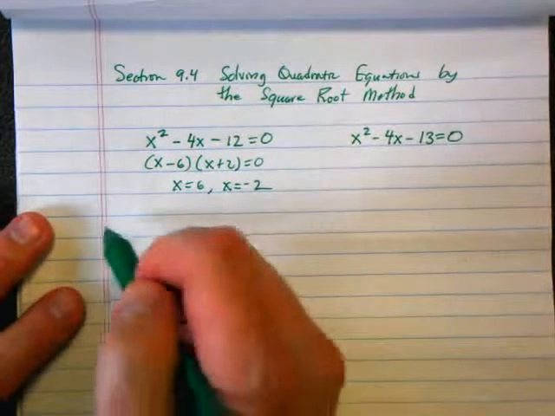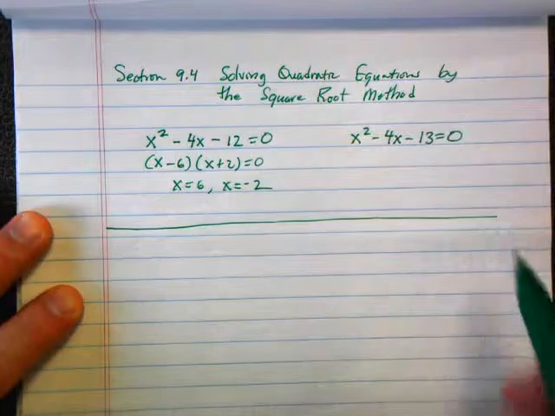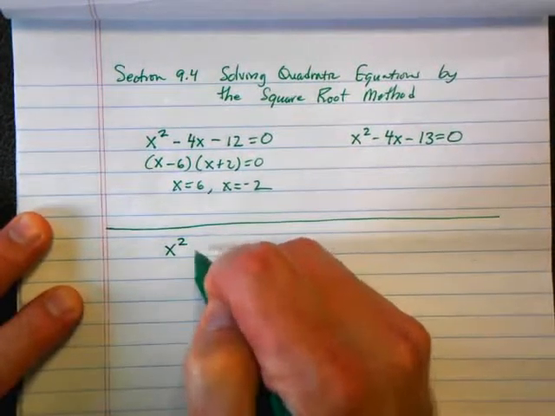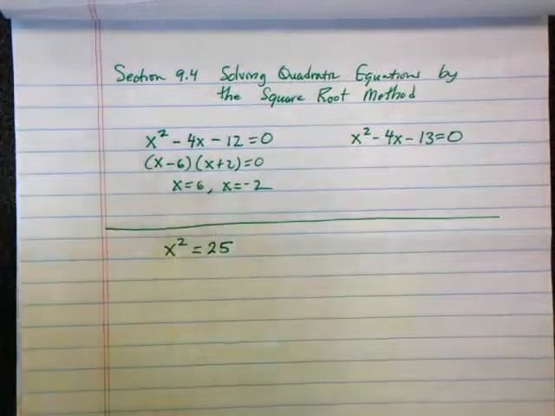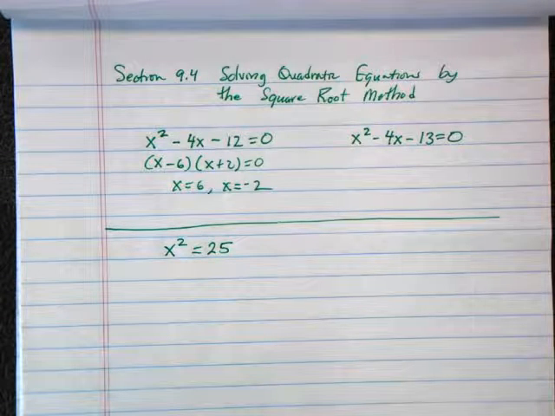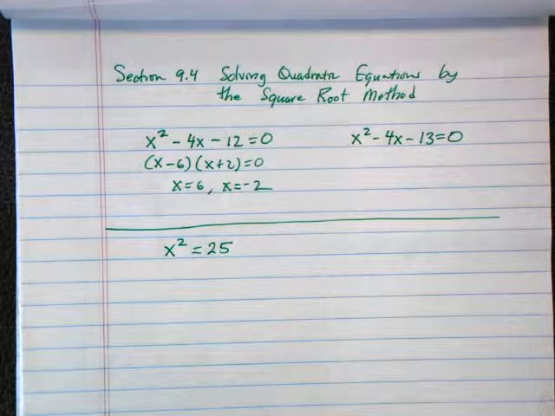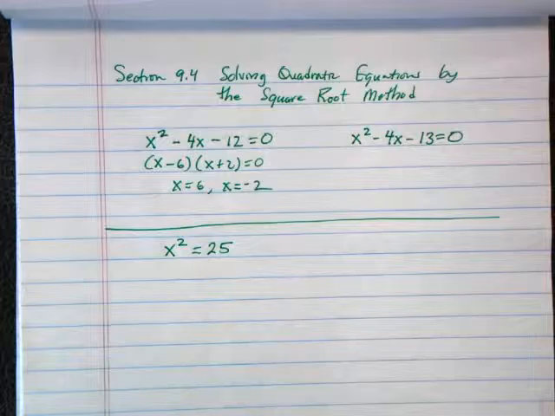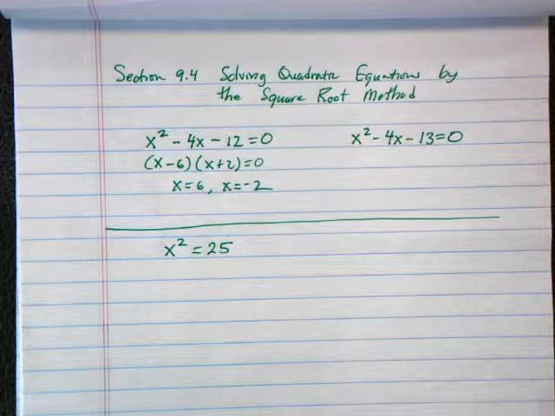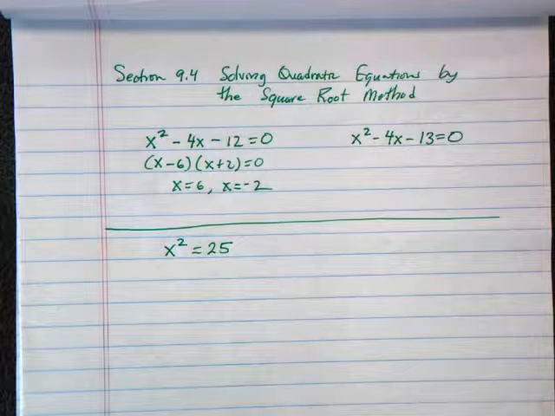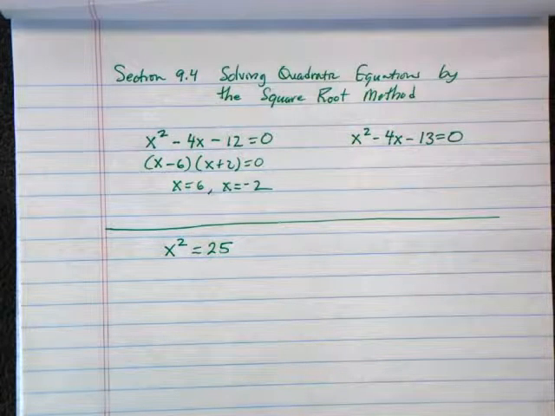What if I gave you x squared equals 25? Could you solve x squared equals 25? I would hope so. What would you do? Square root it, and you would tell me x is 5, and you're half right. And negative 5. There should be two answers, shouldn't there be?